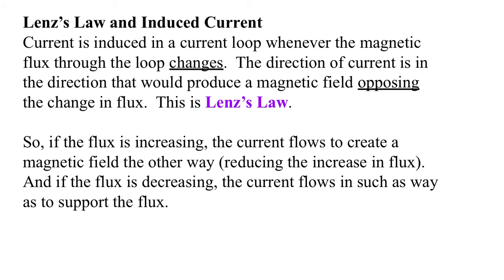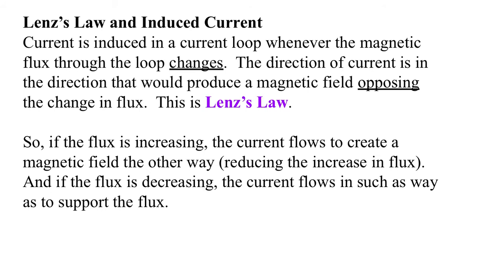Current is induced in a current loop whenever the magnetic field flux through the loop changes. That is, not by how much is there, but how fast it's changing. The direction of current is in the direction that would produce a magnetic field opposing the change in flux. This is Lenz's law. Lenz's law says that you induce a magnetic field so as to produce flux that would reduce the change in the flux, trying to preserve its value.